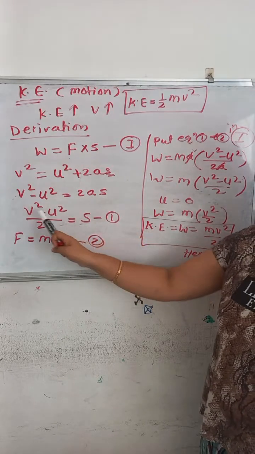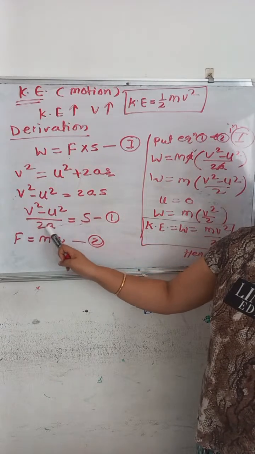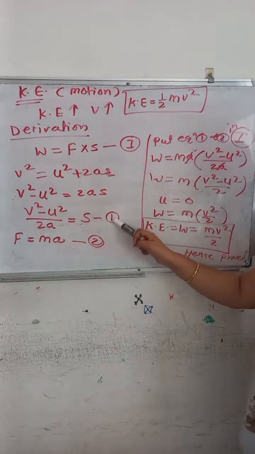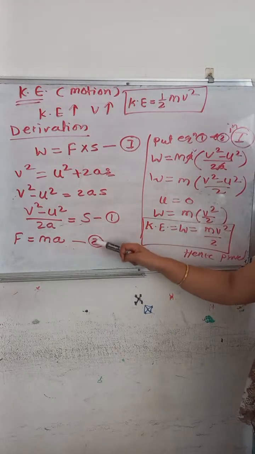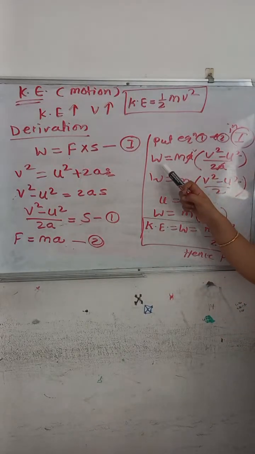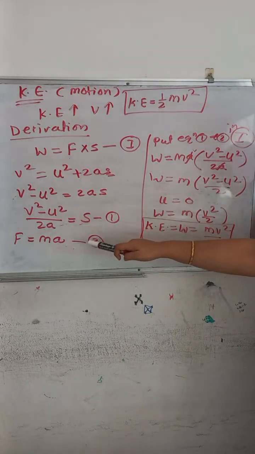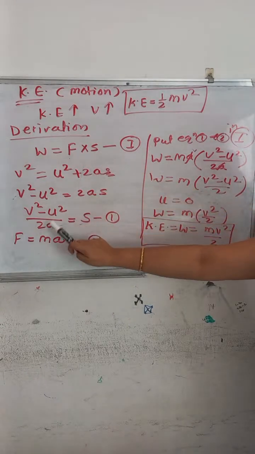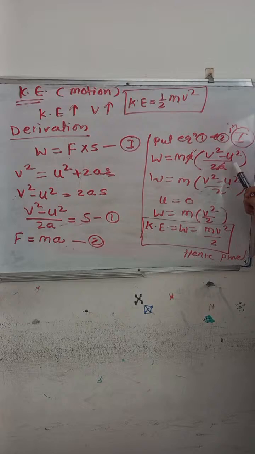So s is nothing but v square minus u square upon 2a, and F is equal to ma. Understood? So these are both equations I got. Take this equation and put it into the first Roman numeral. So W is equal to, F value is nothing but m into a, and s is nothing but v square minus u square by 2a. I substituted, and acceleration gets cancelled.